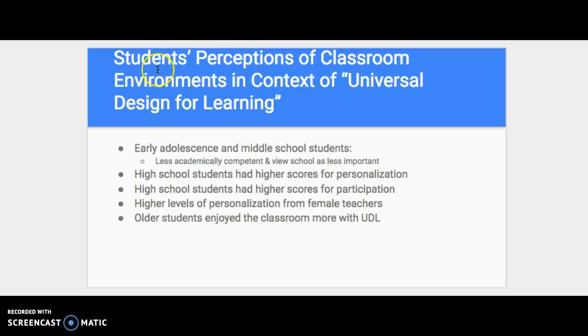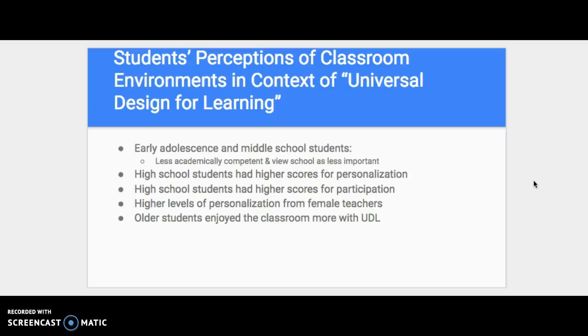The next article I read was Students' Perception. Now, this one was perhaps my favorite article because it's more about adolescents in middle school, and they view school as less academically competent and view school as less important. You know, if you've ever had any experience with middle school students, it's all about them, and they're going through that weird stage in life where they're changing and they don't know what to do with their body and with their emotions. School is sometimes really the least of their worries.